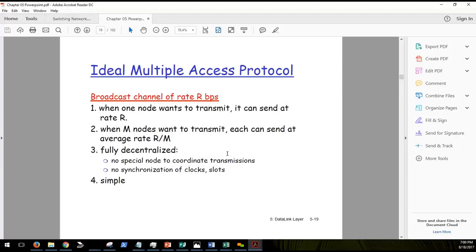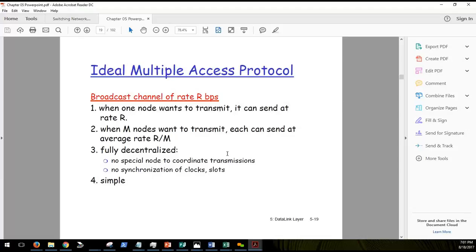Consider a broadcast channel of rate R bits per second. When one node wants to transmit, it can send at that rate R. When M nodes want to transmit, each can send at an average of R divided by M. So if R is, let's say, 1,000 bits per second, and you've got 5 nodes on your network, so M is 5, then 1,000 divided by 5 is 200 bits per second. That's on average.